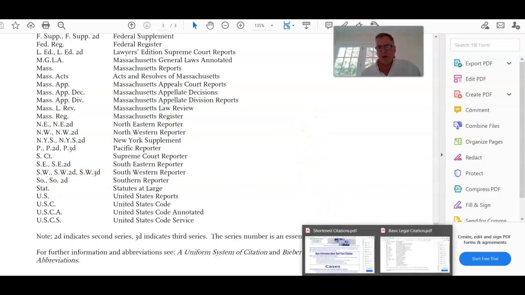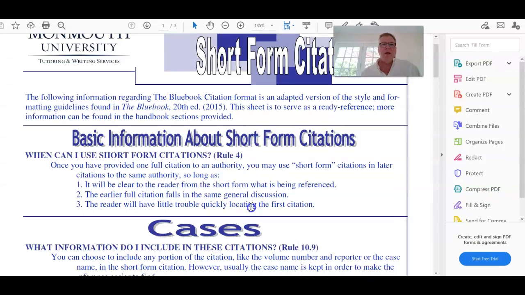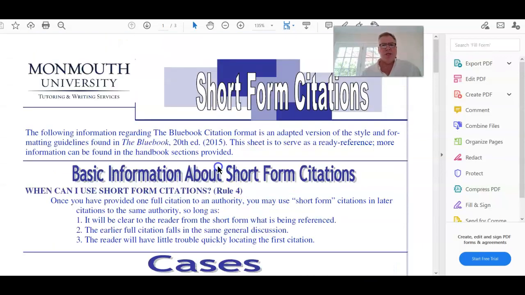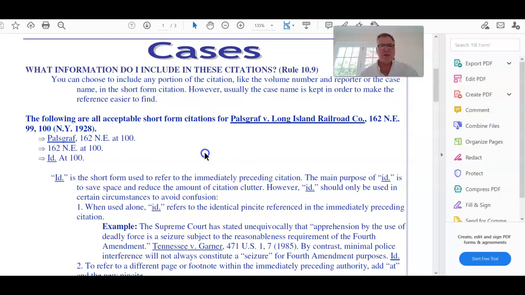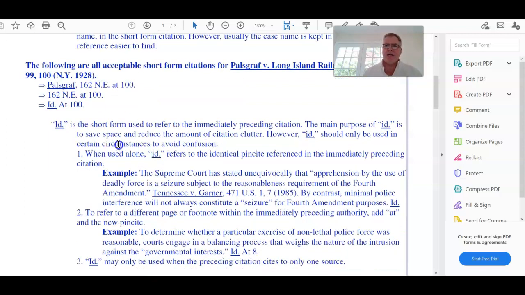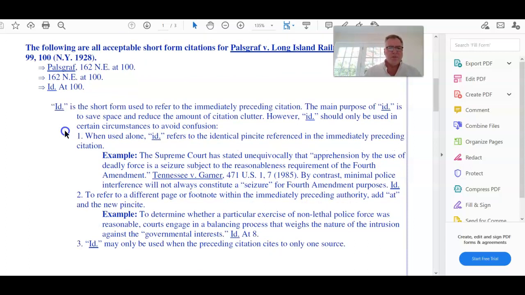So we're going to switch our screen here. This is another handout that's up on Blackboard that you will see. It's short form citations. The most common form of short form citations is id. That's short for idem, which is IDEM. It's Latin, and it means the same or identical. I think of it as identical. It's a good way to remember it. So you can see it's id, it's underlined, but you should always italicize, never underline. That's going to be italicized, and it's going to be followed by a period because it is an abbreviation of that Latin form.